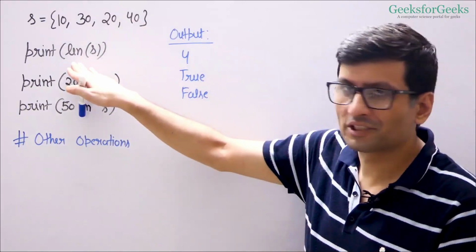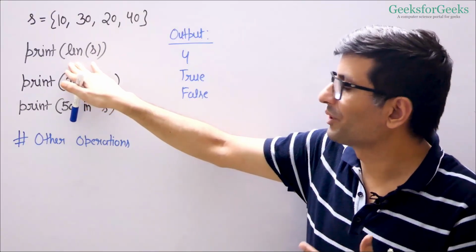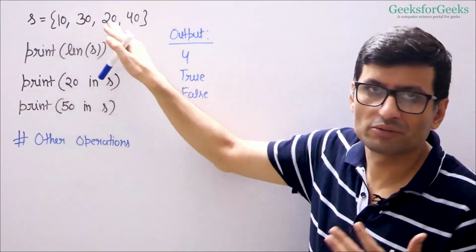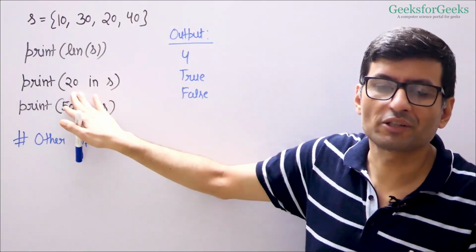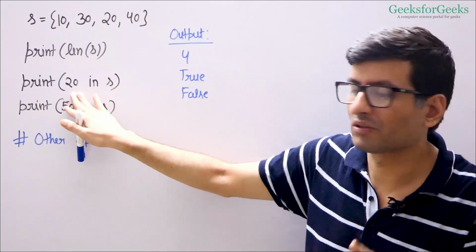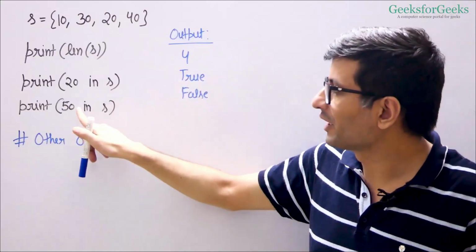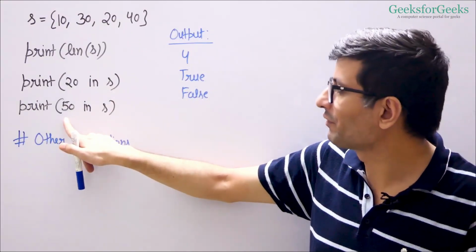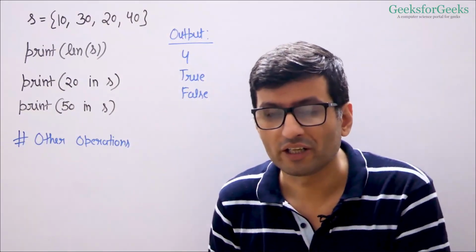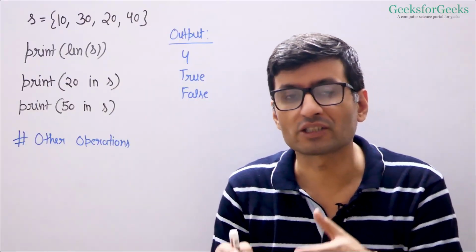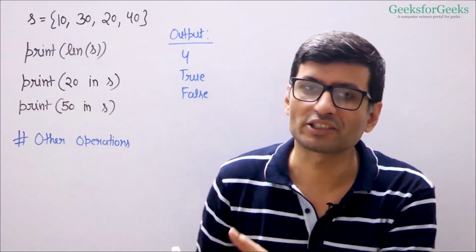So first operation is length. We can find the length of set using the length function. So when you call length, it gives you the number of items present in the set. Then the in operation, which is for checking whether an item is present in the set or not. So 20 is present in the set, we get the output as true. Then when we use this in operator again with 50, we get the output as false because 50 is not present. Please note that the in operator is really fast on sets compared to lists, because sets use hashing internally.